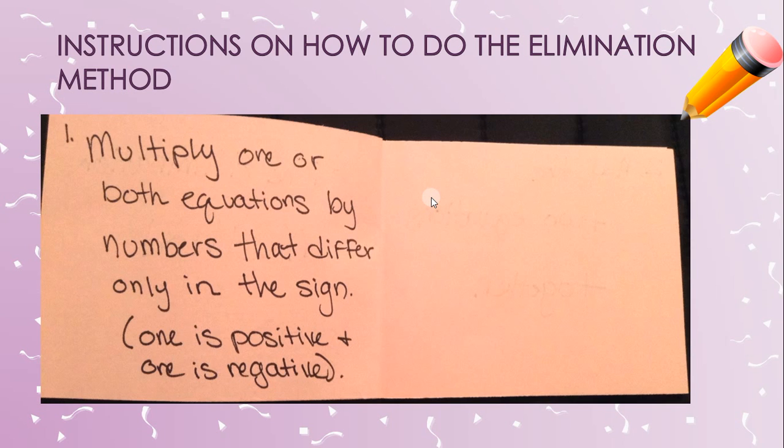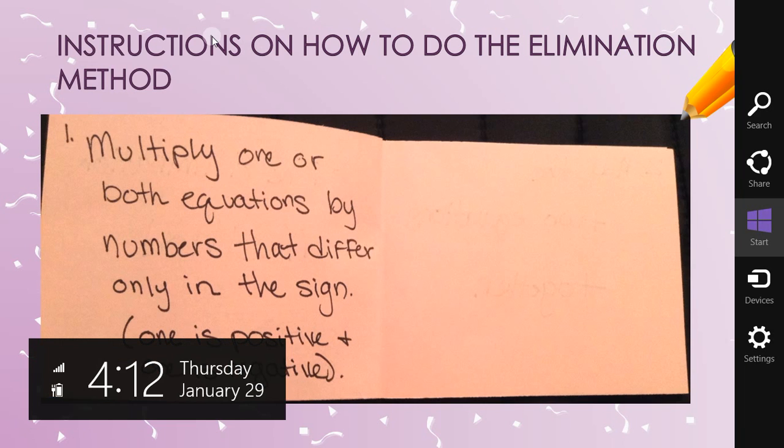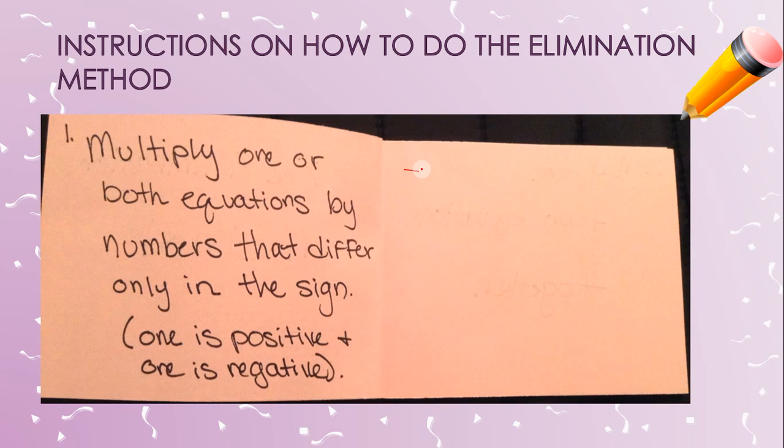So first step on this, you're going to multiply one or both equations by numbers that differ only in sign. Basically, you're going to have one that's positive and one that's negative. So here's an example that we're going to write on the side here. We have negative 4x plus 9y equals 9, and x minus 3y equals negative 6.